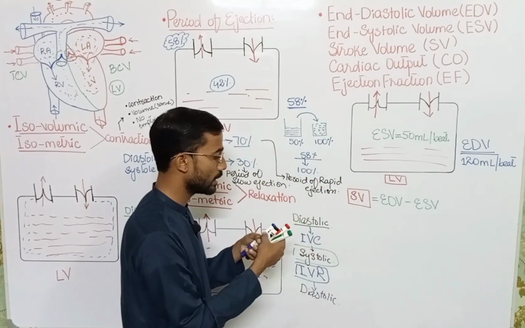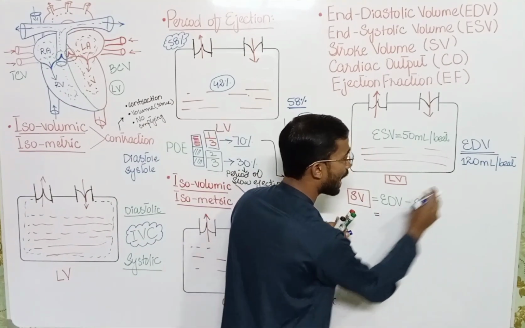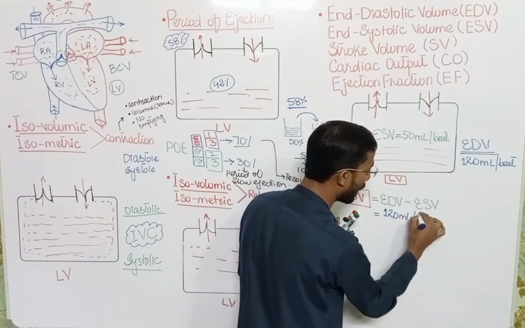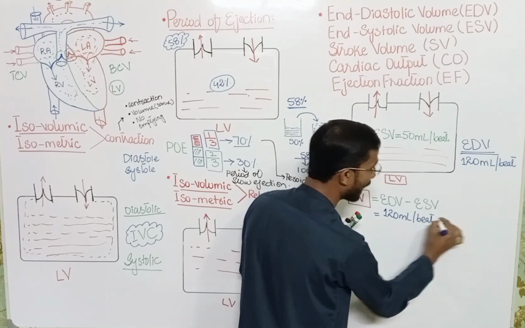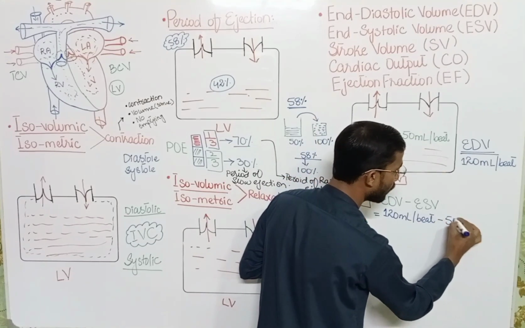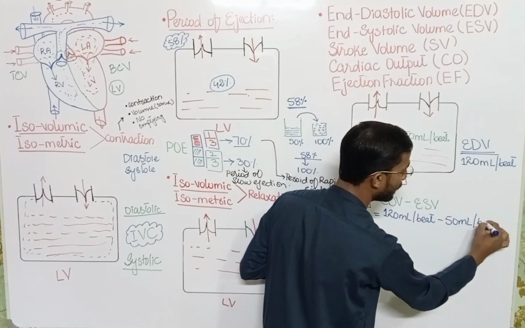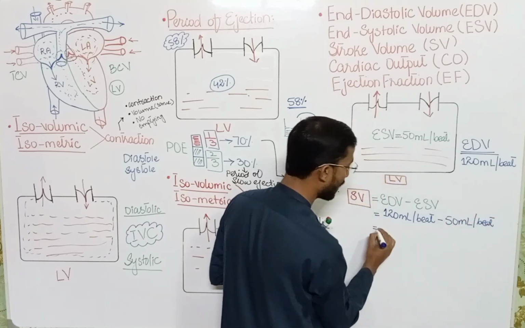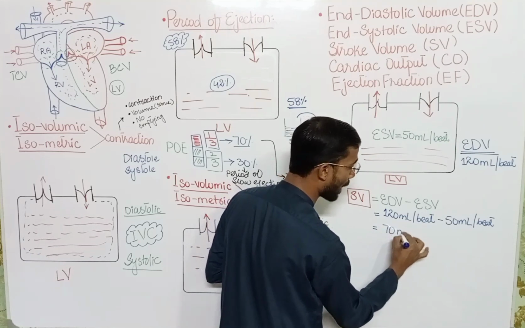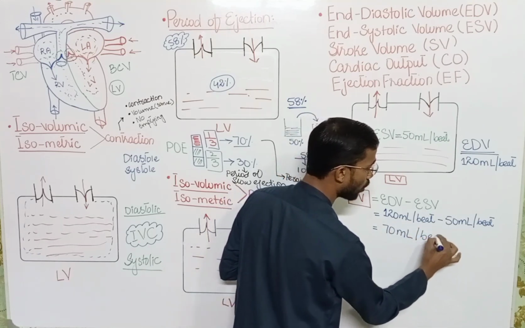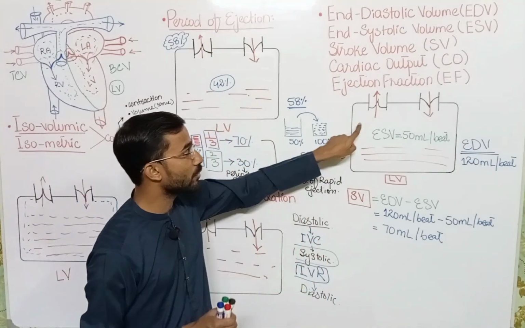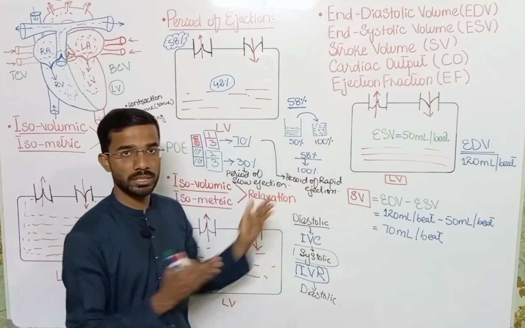So if you see that end diastolic volume is 120 ml per beat, minus the end systolic volume, which is 50 ml per beat. If I subtract 120 minus 50, you will see 70 ml per beat. So you will see 70 ml of blood will eject from the semilunar valve. So this is the case.